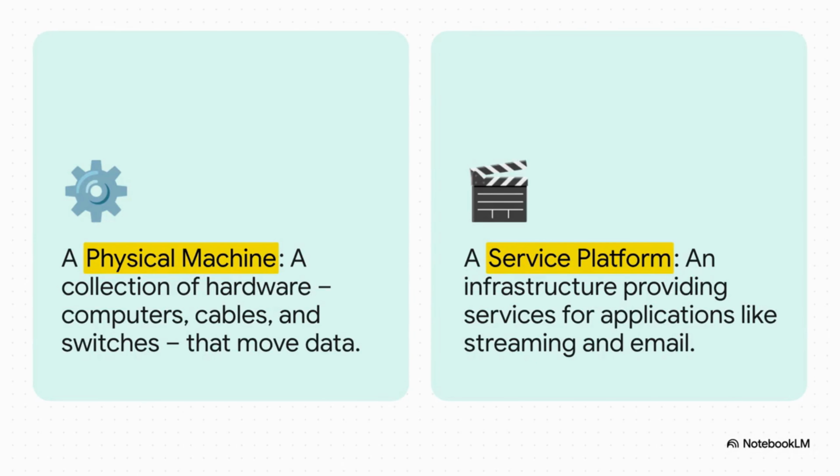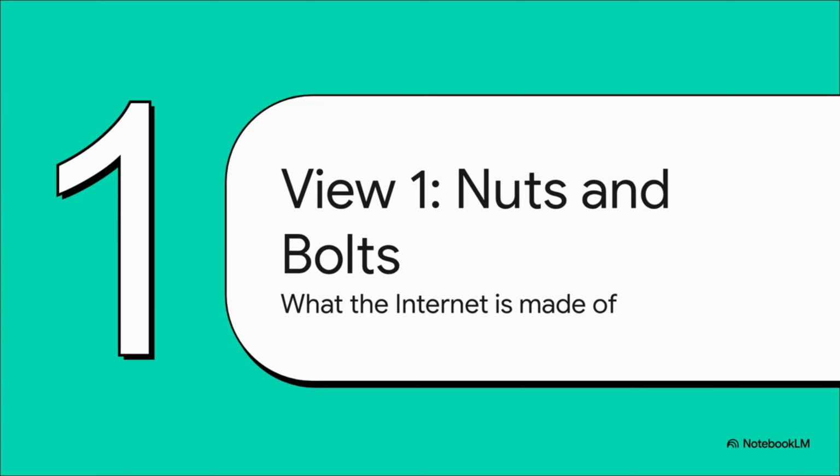The best way to get your head around it is to think of the internet as a two-sided coin. See, on one side, you got this massive, sprawling physical machine, a globe-spanning web of actual cables, computers, and switches. But then you flip it over, and on the other side, it's this invisible platform that brings us everything from our favorite shows to our daily emails. Okay, so let's dive right in. We're going to start with the physical hardware first, what we're calling the nuts and bolts view of the internet.